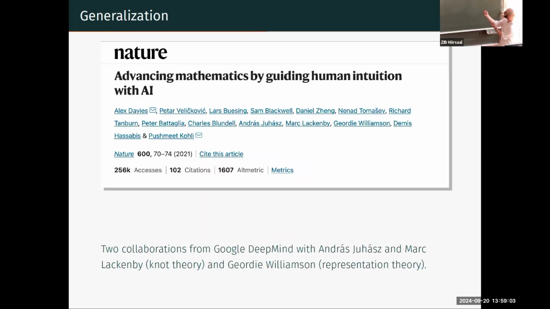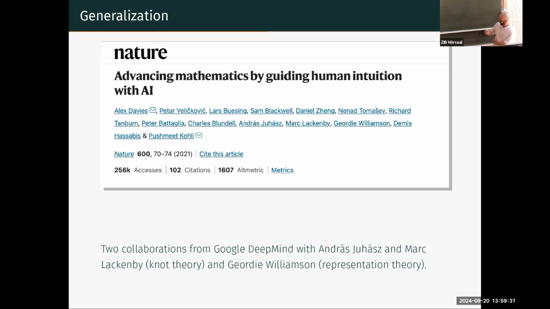And there's one particular paper that I want to highlight, which is by a bunch of engineers at Google, or DeepMind at the time, I think. Yeah, it was still DeepMind. At Google's DeepMind, with two different groups of people. One was Andras Juhas and Mark Leckenby, who are, for the purposes of this paper, experts in knot theory, and Jordi Williamson, who is well known in representation theory.